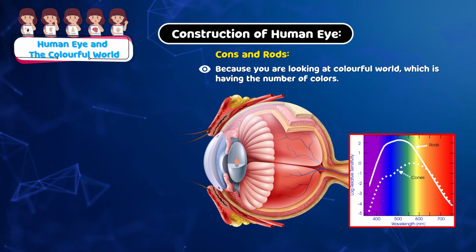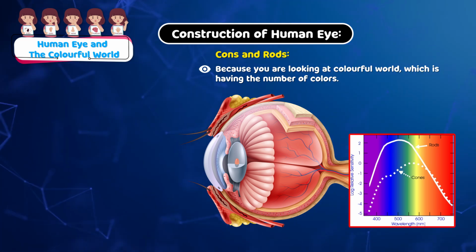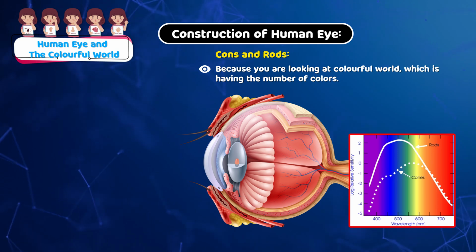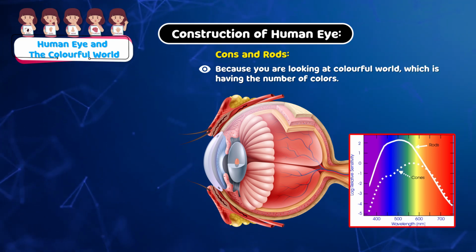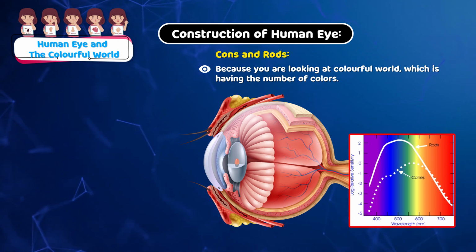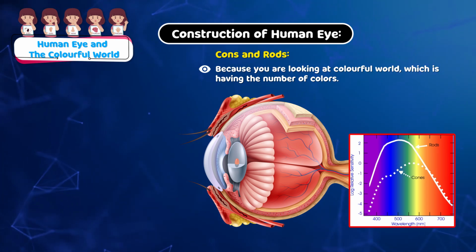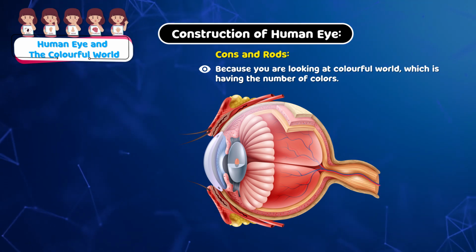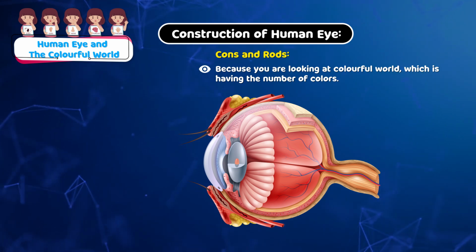So cones are sensitive to bright light and rods are sensitive to dim light, because all the portions you observe may not have the same intensities. You are observing the bright things as well as the dark things. So bright light is observed through the cones, and dim light is sensed by the rods, and the colors are sensed by cones. So cones sense the color.